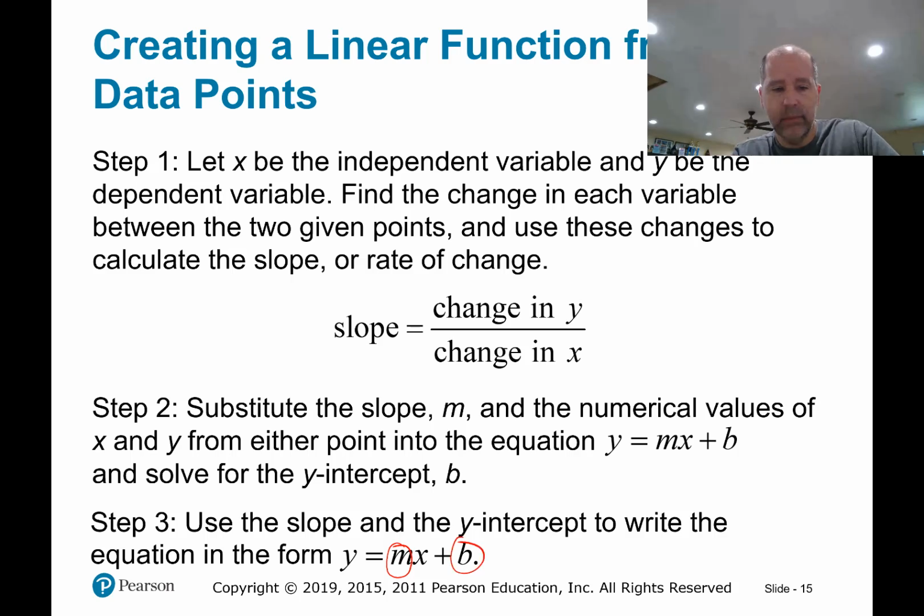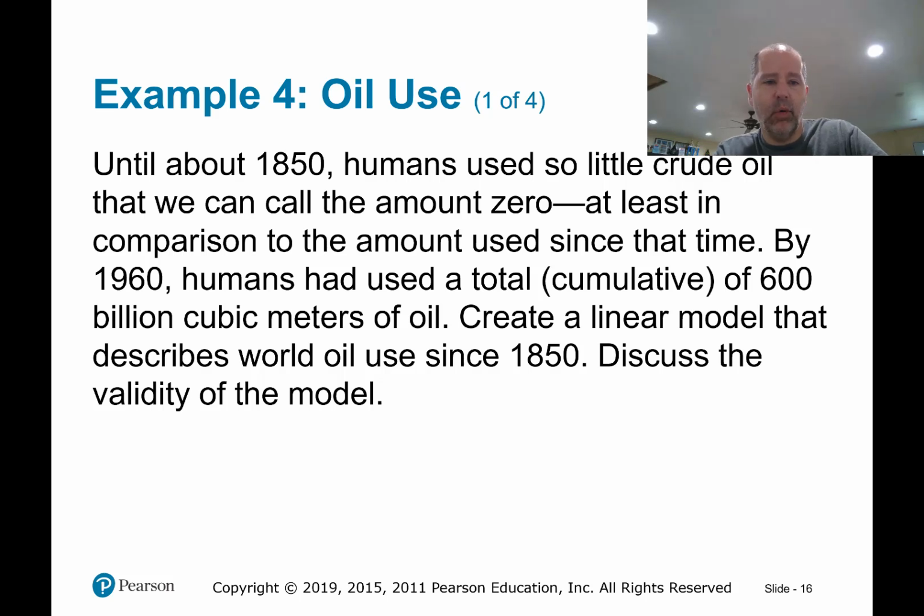All right, so let's look at oil use. Until about 1850, humans used so little crude oil that we can just call the amount zero, at least in comparison to the amount used since that time. By 1960, humans had used a total cumulative amount of 600 billion cubic meters of oil. Create a linear model that describes world oil use since 1850. Discuss the validity of the model.